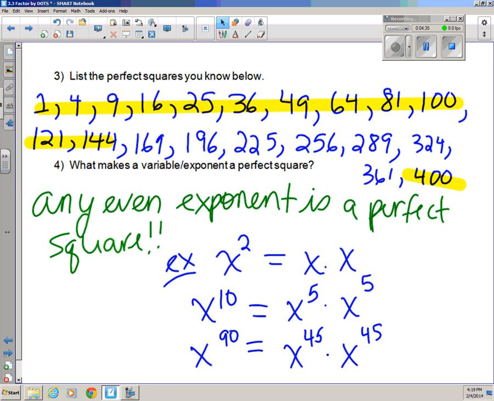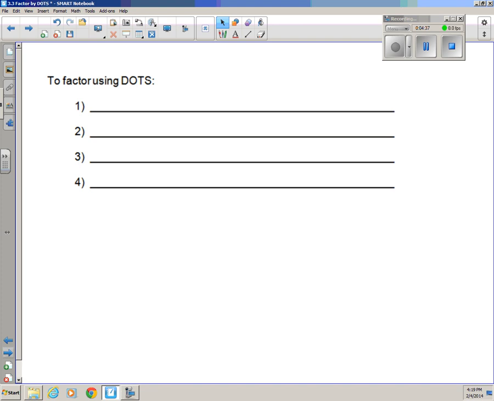So what do you do with all this information? In order to factor by using DOTS, difference of two squares, you need to first of all be able to recognize that you have a DOTS. So you need to be able to recognize it. What you're really recognizing is that you have the difference, or subtraction, of two things, and they happen to be perfect squares.